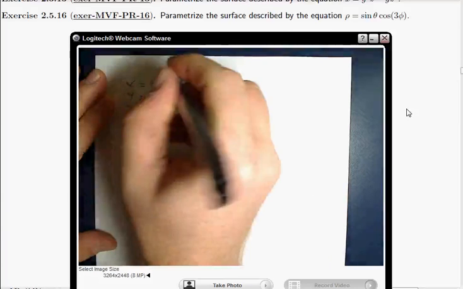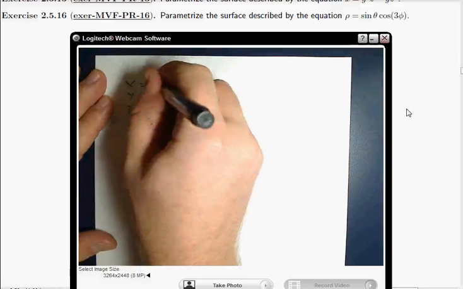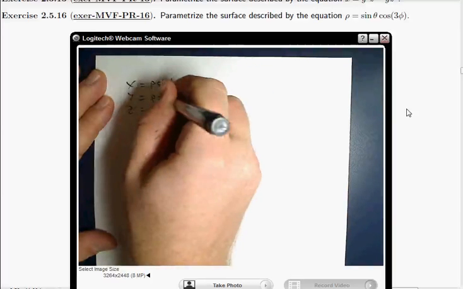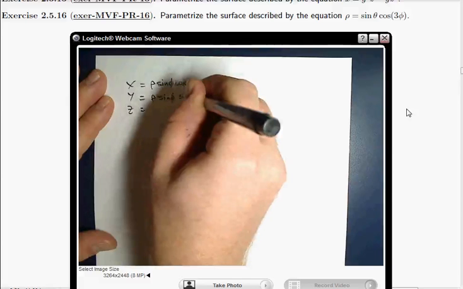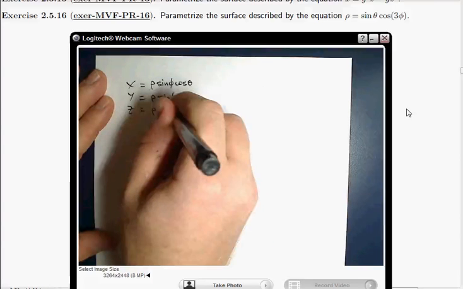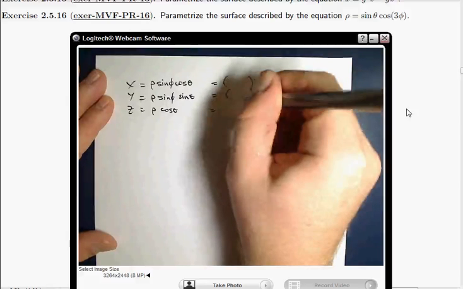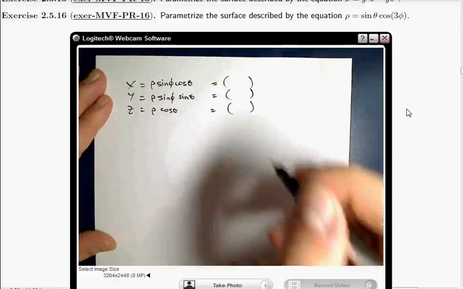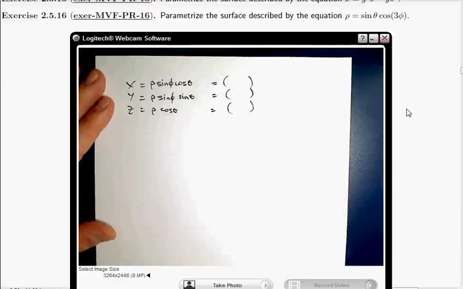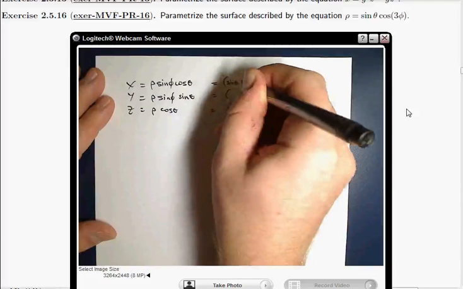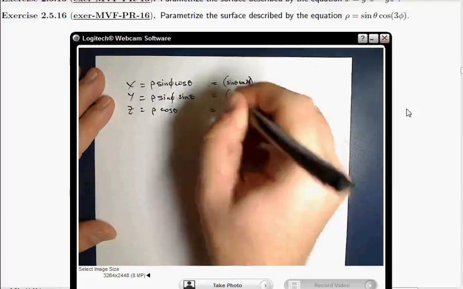So we have rho sine phi cosine theta, rho sine phi sine theta, rho cosine phi, and I know what rho is. Rho is, let's see, sine theta cosine 3 phi. Ooh, I didn't leave myself a lot of room here. Sine theta cosine 3 phi. That's rho.